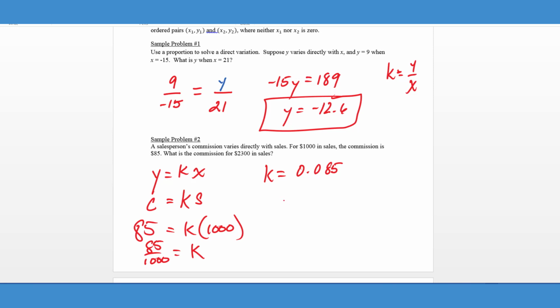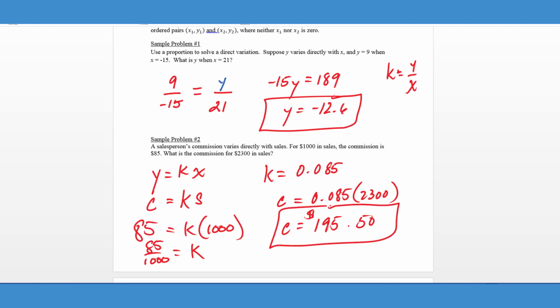We can go back to this C, and now we have a value for K, 0.085, and then we want 2,300 in sales. So our commission for that would be $195.50. Now, what we've done here with our K, this ratio of $85 per $1,000 sales is our ratio.